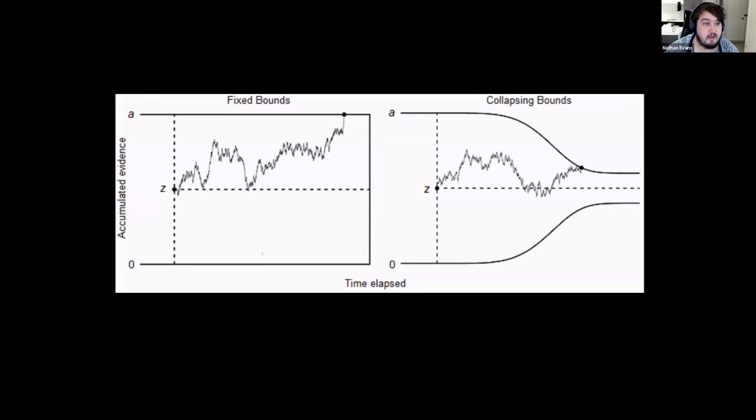So these are two separate theoretical accounts of how the process may operate, right? One is that you always require the same amount of evidence, no matter how long the decision goes on for. And the other is that you get more impatient over time and you're willing to settle for less when it comes to the amount of evidence required to make a decision. Cool.